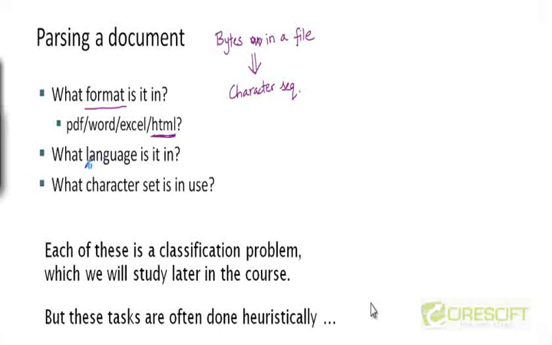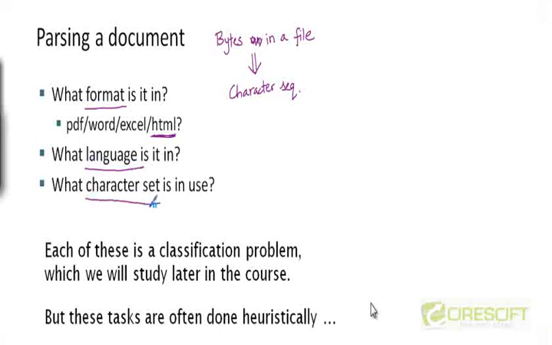Also, we want to figure out what language the text is in, because we've seen in the first chapter that the tokenization and linguistic pre-processing steps depend on the language. The kind of tokenization you'll do and the kind of linguistic pre-processing you'll do depends on the language, and so we need to know the language of the documents in advance so that we can use the appropriate schemes for tokenization and other kinds of normalization.